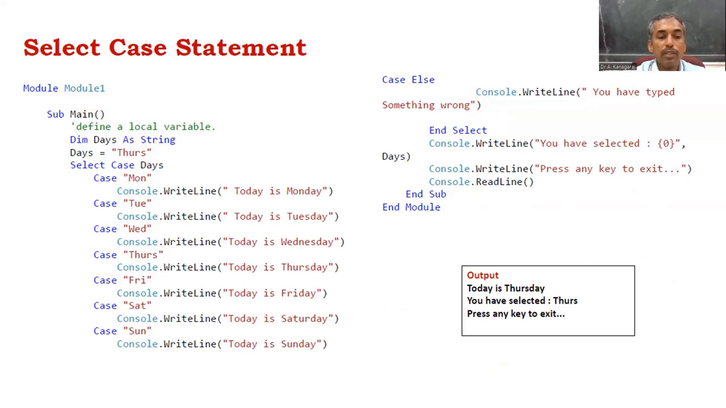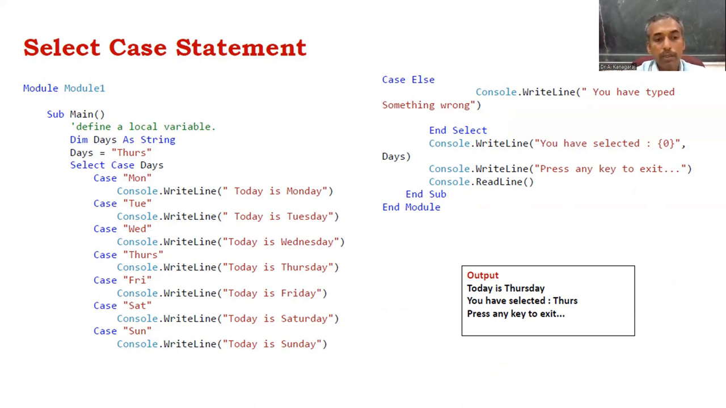See this example. Here we have created a string variable called days. For days, we have assigned THU, or Thursday. Select case days. Here days contains THU. In the first case, we are checking whether MON is equal to THU. Of course, no. The condition is not satisfied. So automatically control goes to the second case.